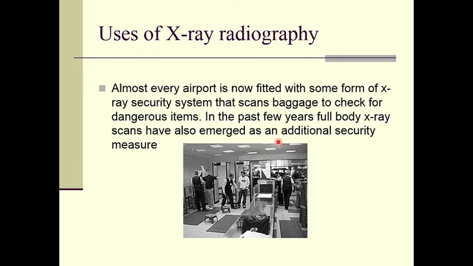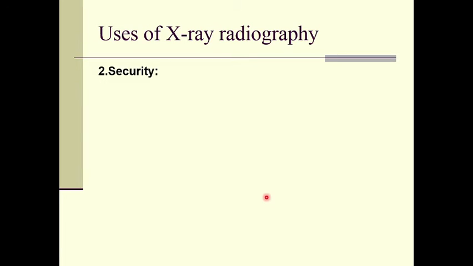So we pass through these X-ray full body scanners, and when we pass through them, they will detect any dangerous objects. Or we have the X-ray baggage scanner where the bags are passed through the scanner, right? And any dangerous items inside the baggage will be easily detected. So that is for security applications.